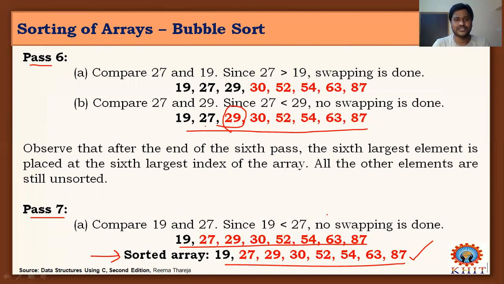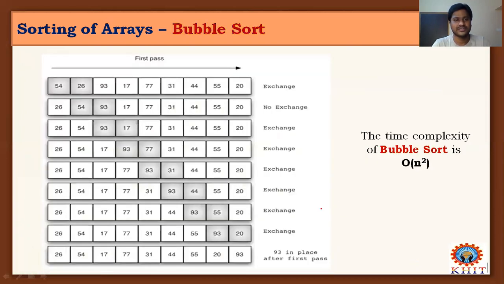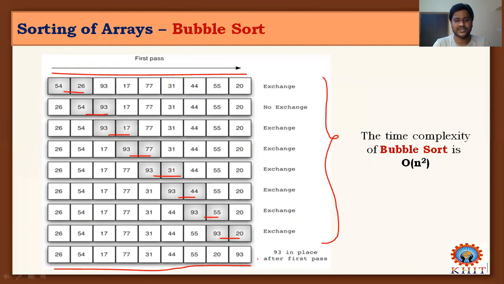This is the process of applying bubble sort. I will show you a graphical visualization of this bubble sort. See here, this is an example of given elements. During the first pass, first these two elements are compared, next these two, like this. After the first pass, the elements will be partially sorted like this.